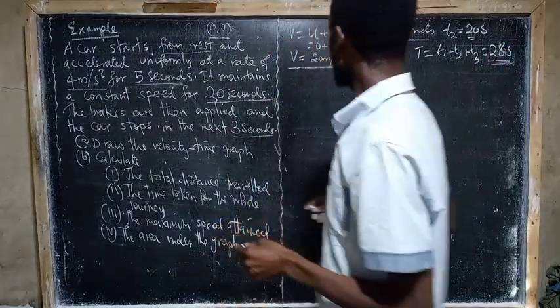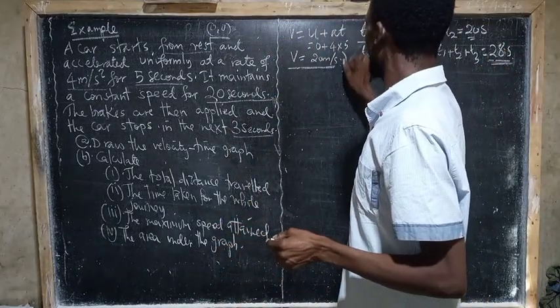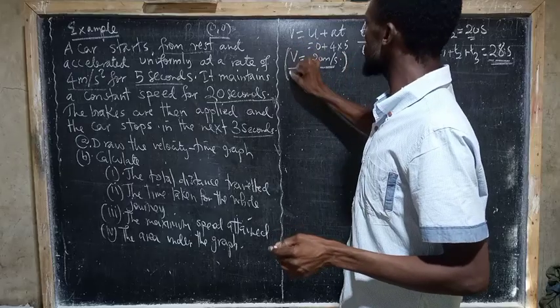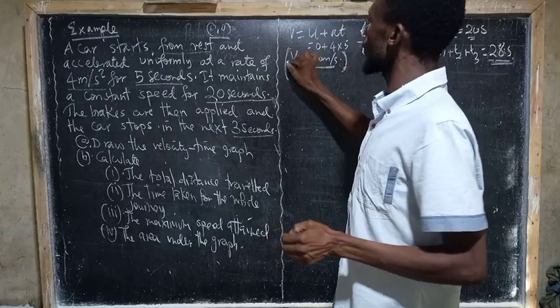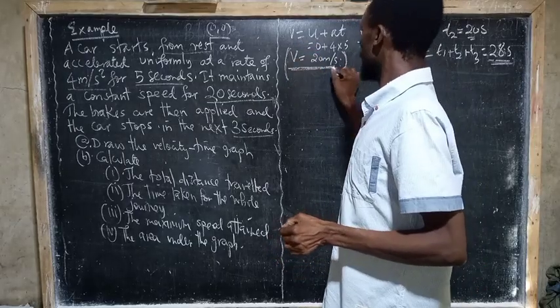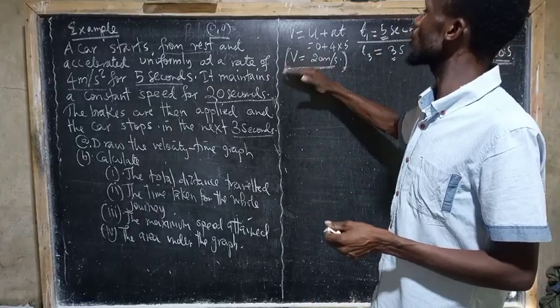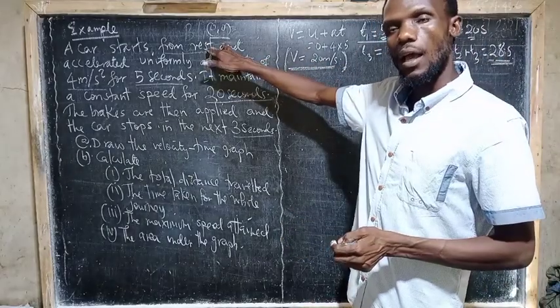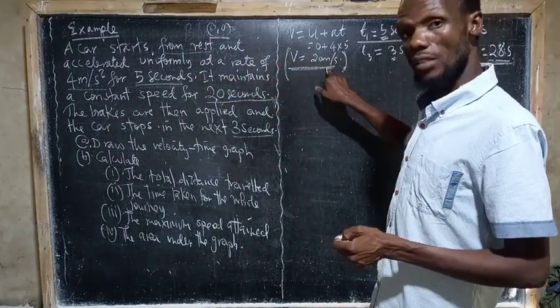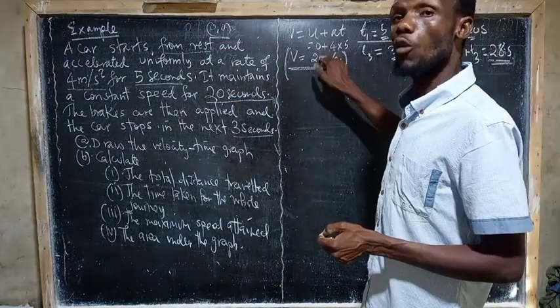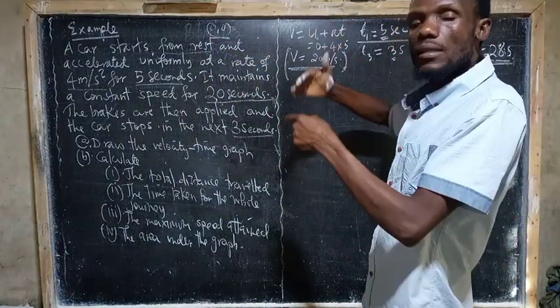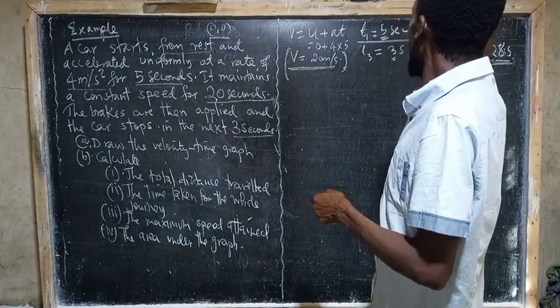And then we have what we call the maximum velocity. The maximum velocity, because there is no greater velocity apart from this one. It is the maximum velocity because it is the maximum velocity that was reached by the car. And then it keeps this one constant. It keeps this constant for the other 20 seconds.